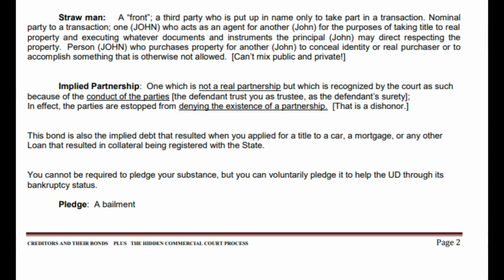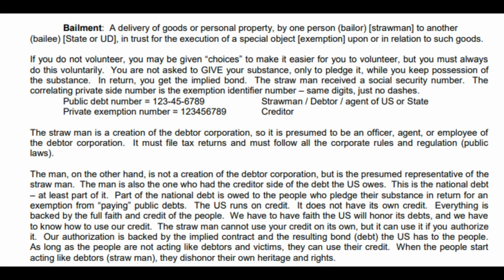That is dishonor. This bond is also the implied debt that resulted when you applied for a title to a car, a mortgage, or any other loan that resulted in collateral being registered with the state. You cannot be required to pledge your substance, but you can voluntarily pledge it to help the United States through its bankruptcy status. Pledge, a bailment. And this is what we're doing, is helping them through the bankruptcy.